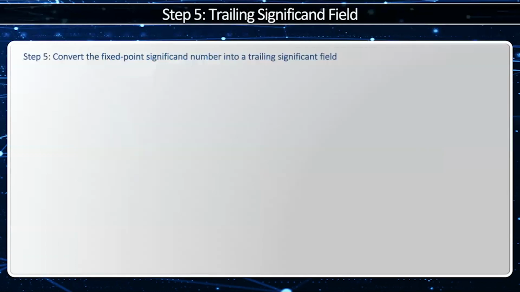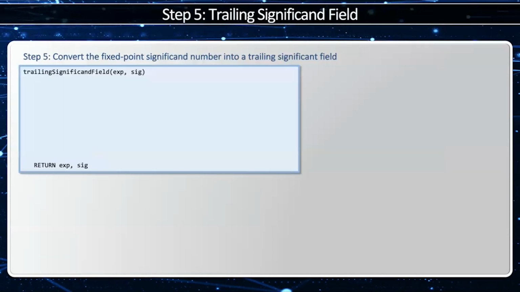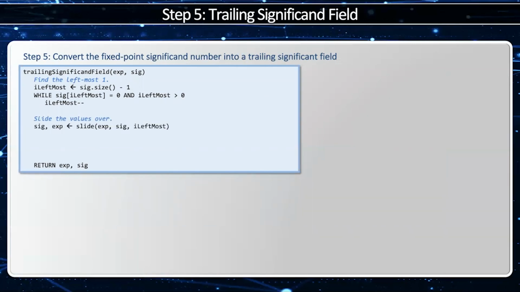Now, this is really important because when I want to convert my fixed point significand into the trailing significand field, I got to slide. So let's take a look at my trailing significand field formula here. First of all, I got to figure out where the leftmost one is. So I'm going to walk through the array until I find the leftmost one. And then I'm going to slide by that amount. And when I'm finished, then I will have my trailing significand field.